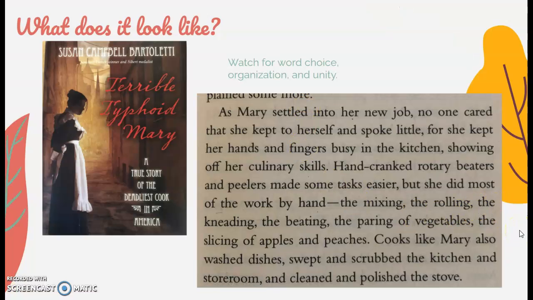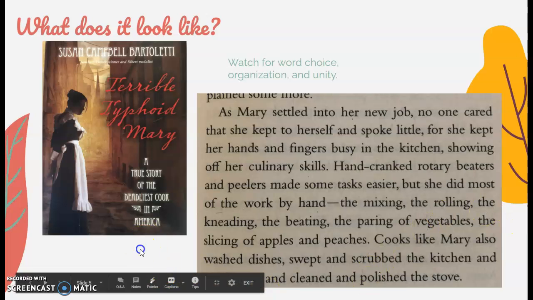Here, I've pulled a passage from Terrible Typhoid Mary, a true story of the deadliest cook in America, by Susan Campbell Bartoletti. This is a paragraph about Mary settling into her new job as a cook. As Mary settled into her new job, no one cared that she kept to herself and spoke little, for she kept her hands and fingers busy in the kitchen, showing off her culinary skills. Hand-cranked rotary beaters and peelers made some tasks easier, but she did most of the work by hand. The mixing, the rolling, the kneading, the beating, the paring of vegetables, the slicing of apples and peaches. Cooks like Mary also washed dishes, swept and scrubbed the kitchen and storeroom, and cleaned and polished the stove.